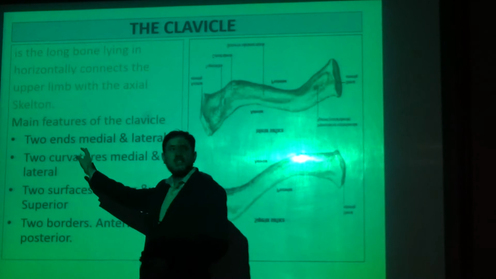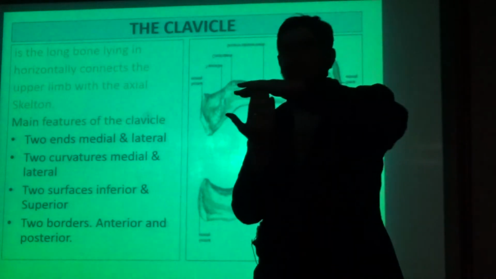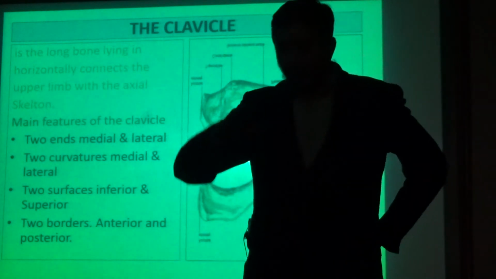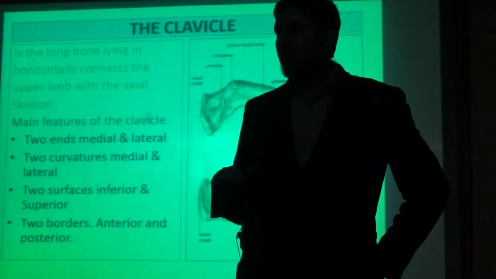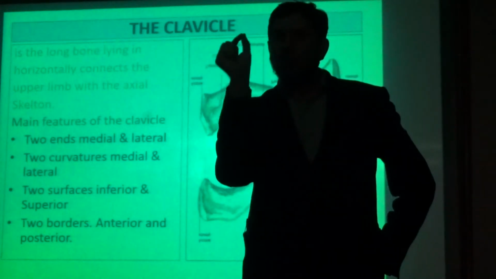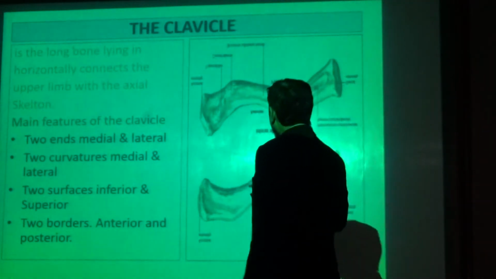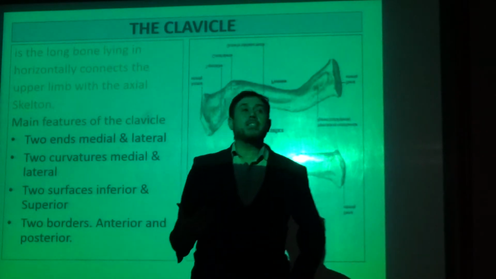How many curvatures? 2. And in the inferior surface we have a groove, a sulcus. What should be the name of this sulcus? Below the clavicle means lower side, sub means below, subclavian groove. And there is also one tubercle, a small elevation here. This one is the tubercle. So these are the features present in a clavicle.